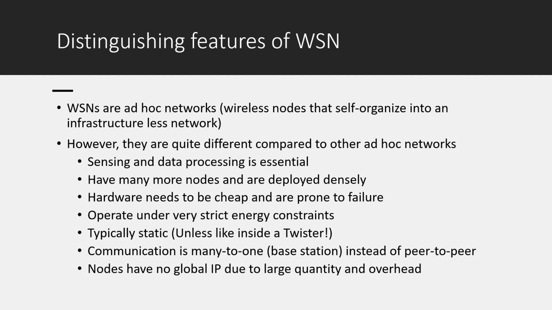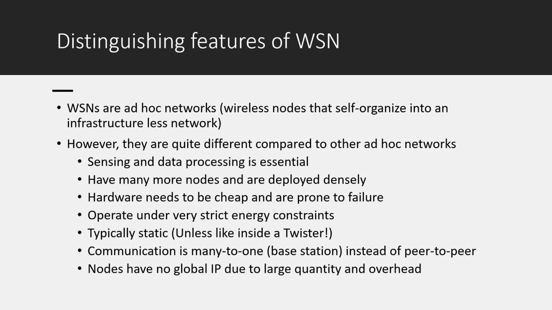So that means in the case of other ad hoc networks, they're not much energy constrained, so they can use as much energy as required. But in the case of wireless sensor networks, that's not the case. You have to be very careful with your energy, and usually the network is very static, unless it's in a twister, as in the example I've already given. Except for those cases, the nodes are usually static in a specific place.